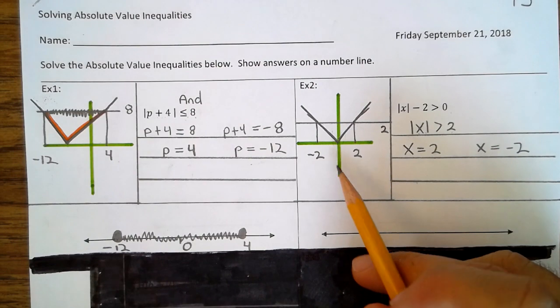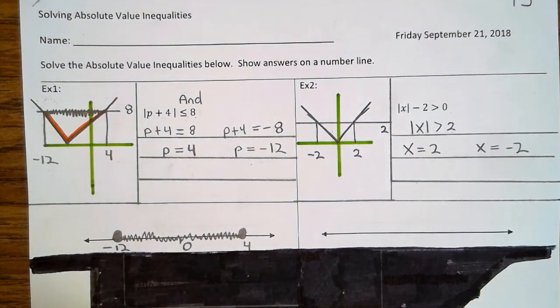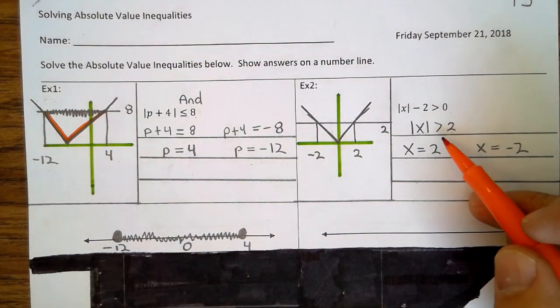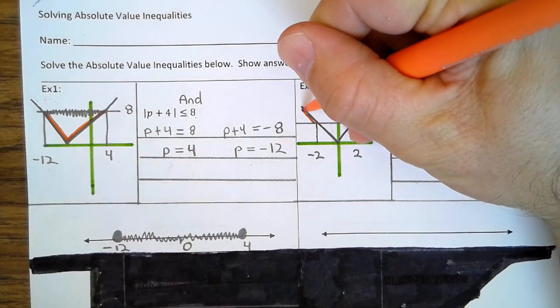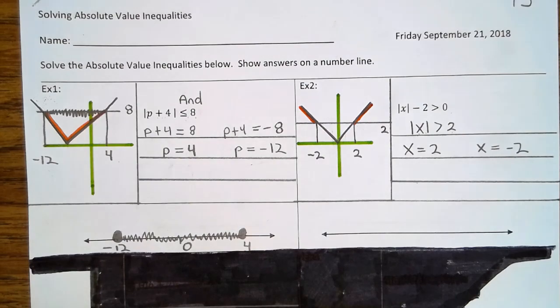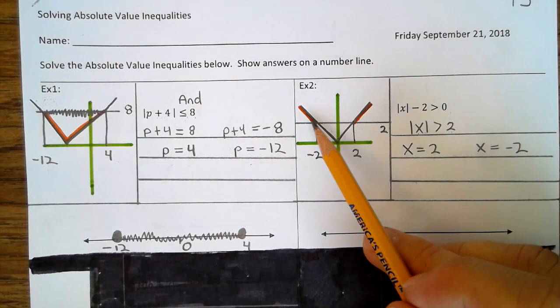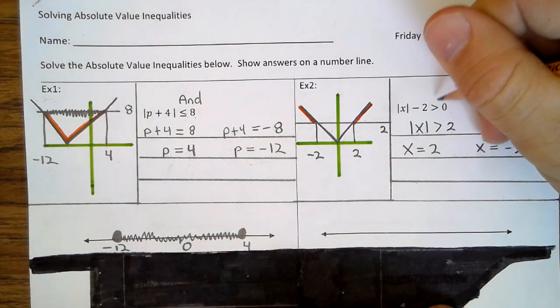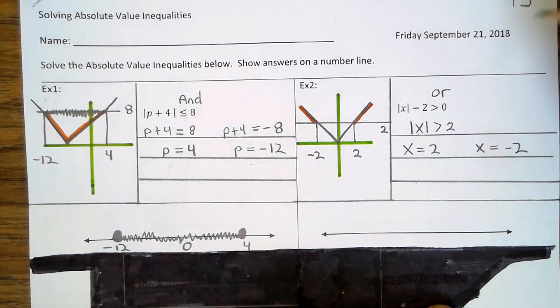All right. So now we're looking for when it's greater. Well, we know it's greater, meaning above the line here and here. So we can tell this is an or statement because it's this or that, which we knew because this was a greater than, so this is an or statement.